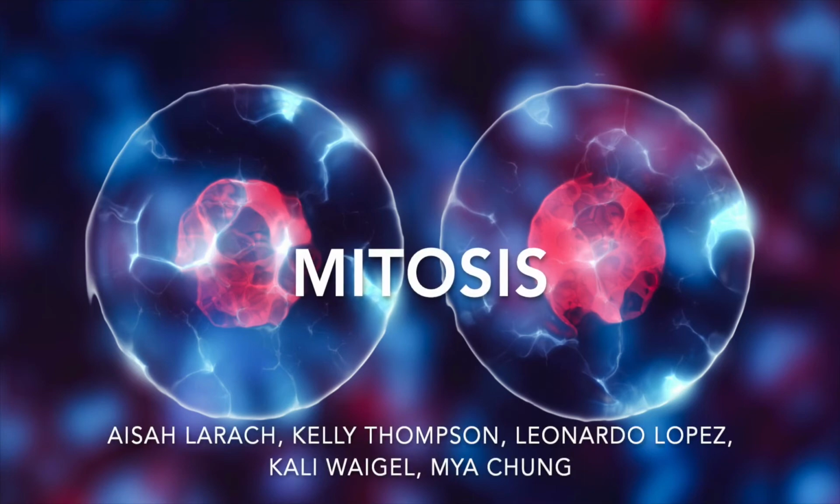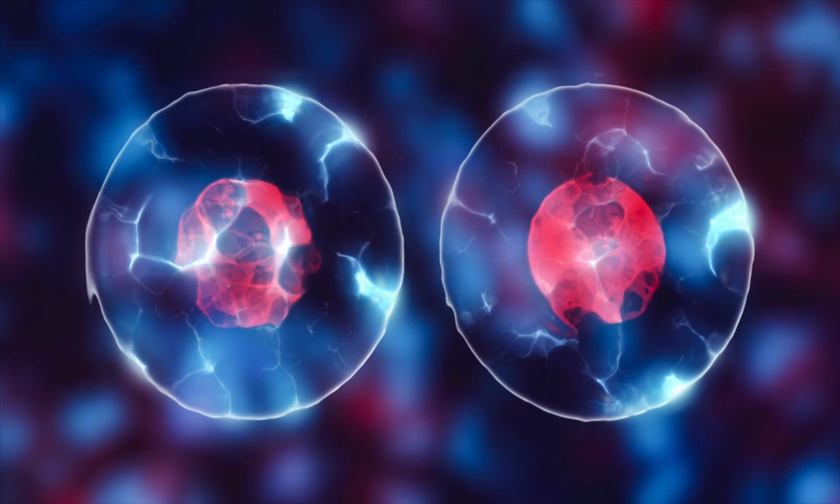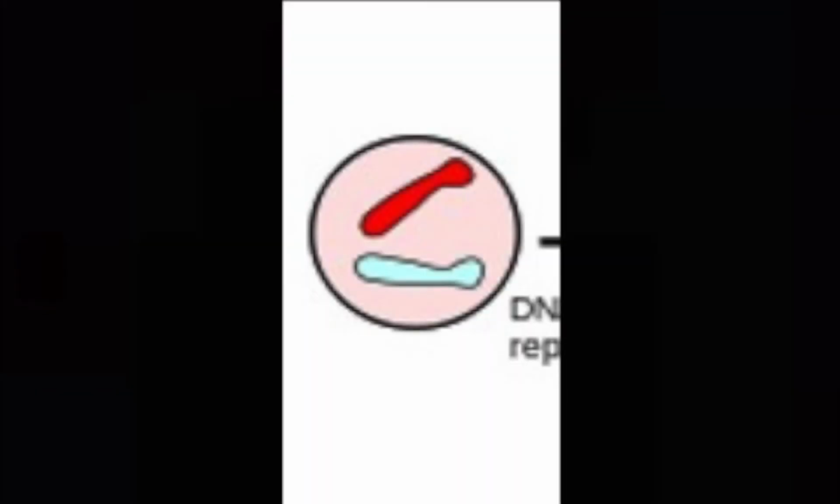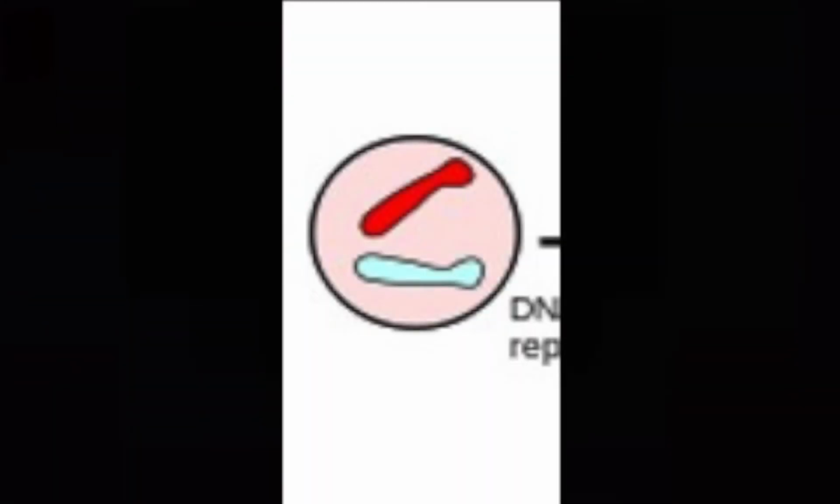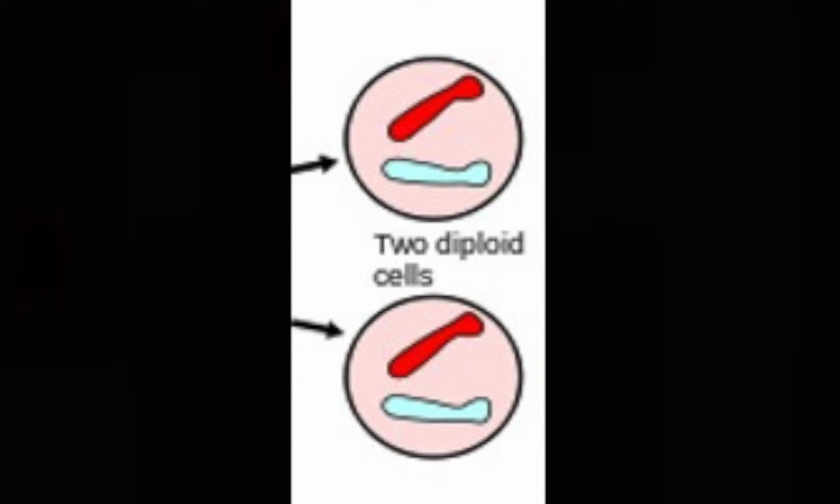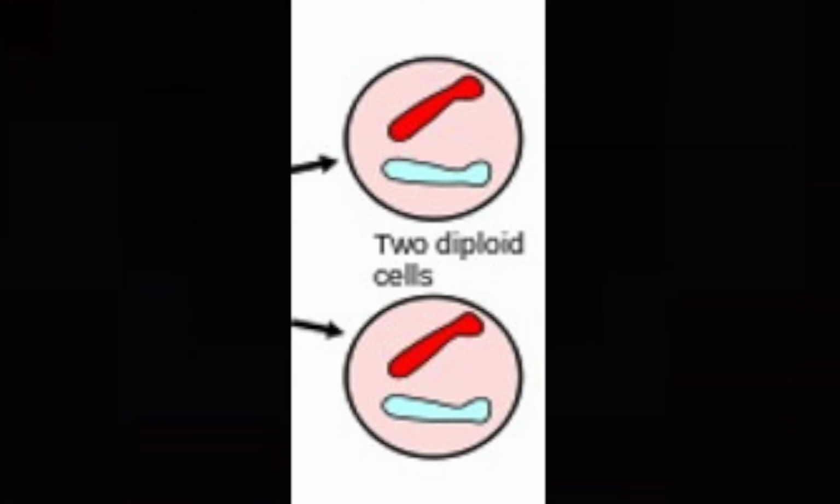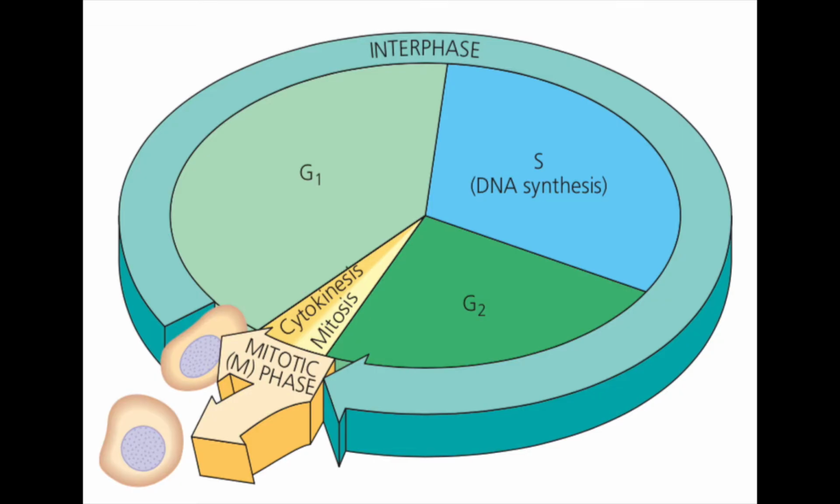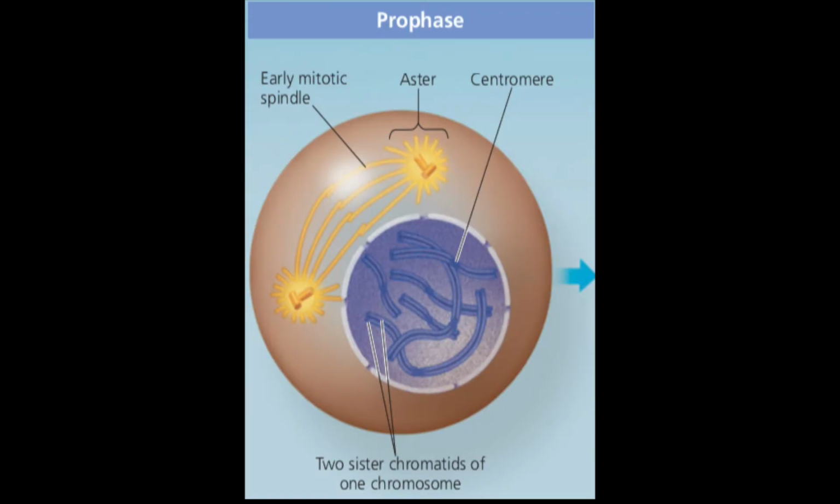This video will be explaining the process of mitosis. But first, what is mitosis? Mitosis is the process a cell undergoes in order to divide into two identical daughter cells, which are the result of the process. For the cell to undergo mitosis, it must first go through interphase so that the cell divides properly. The first step of mitosis is prophase.